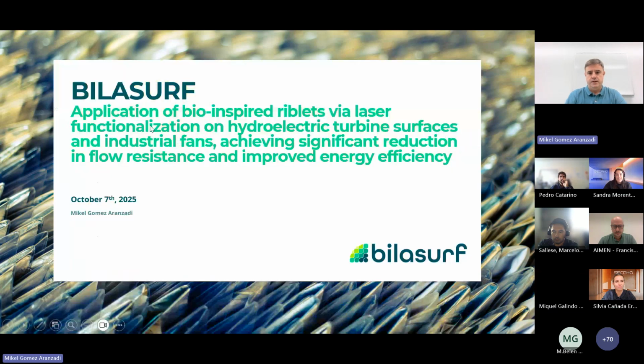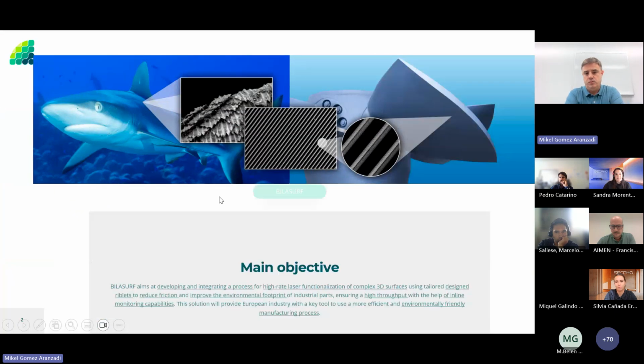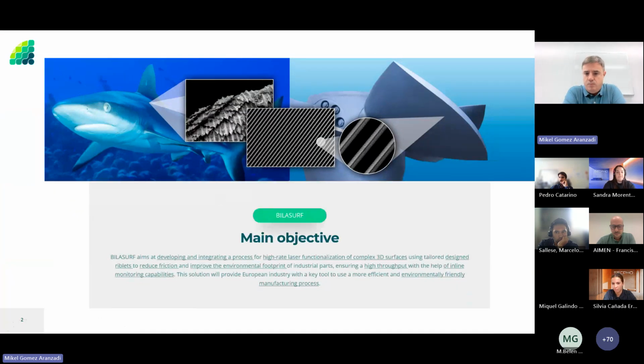Okay, thank you. Well, with the time I have, I'm going to give a few headlines of the project. So the main goal of Vilasurf is to develop and integrate a high-throughput process to functionalize complex 3D surfaces with tailored design riblets, bio-based riblets, to reduce friction and improve the environmental footprint. So from one side, we have to design the riblets, and from the other side, we have to design the tools with which we want to do this, both laser technologies and monitoring.